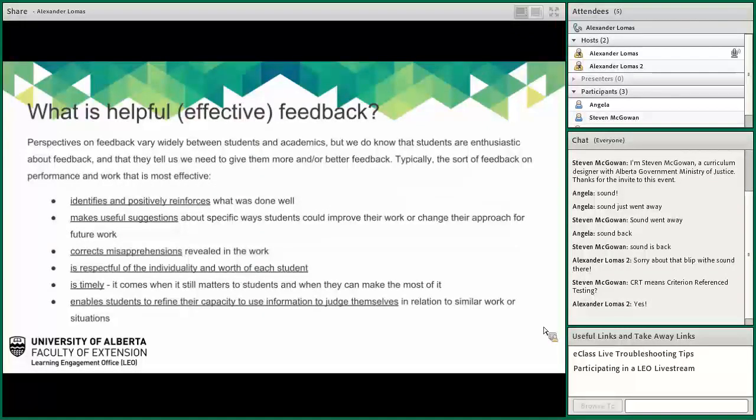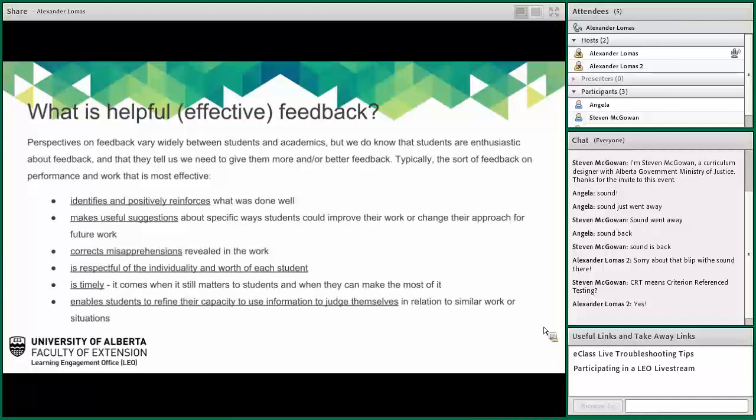So here are some ideas about what is effective feedback. Everybody knows they can just say, yes, good job. That doesn't tell me anything. Can I improve? You only gave me a 75. I did a good job. What does that mean? How can you break that down a little bit more? So maybe you want to identify and positively reinforce what they did well. I really liked the way you used your language to describe this. I'm really impressed with the way that you tied these two concepts together.